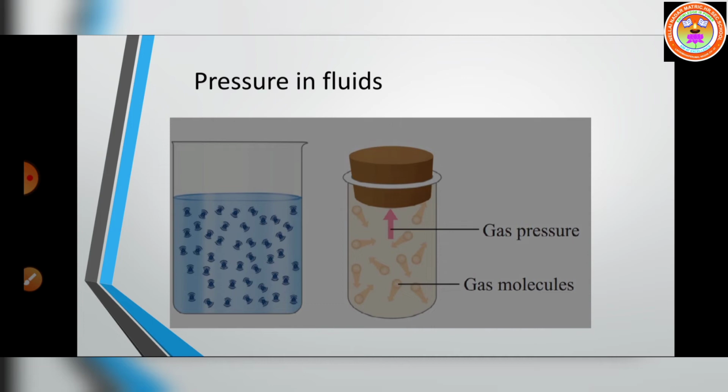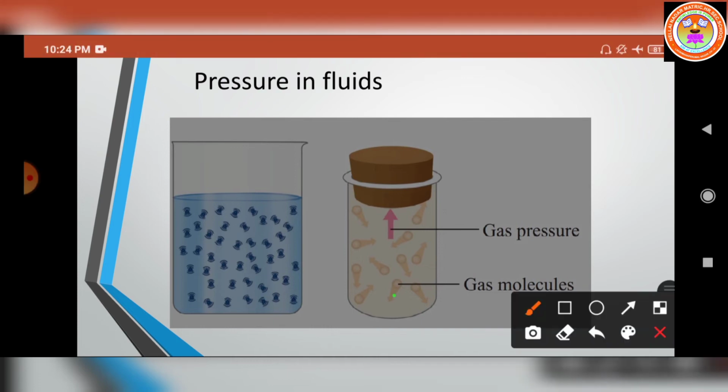Since the molecules of a fluid are in constant, rapid motion, the particles are likely to move equally in any direction. So see here, these are the gas molecules. The gas molecules move equally in all the directions. It's not in a regular manner, it's in a random manner. This is what is meant by rapid motion. Therefore, the pressure exerted by the fluid acts on an object from all directions.